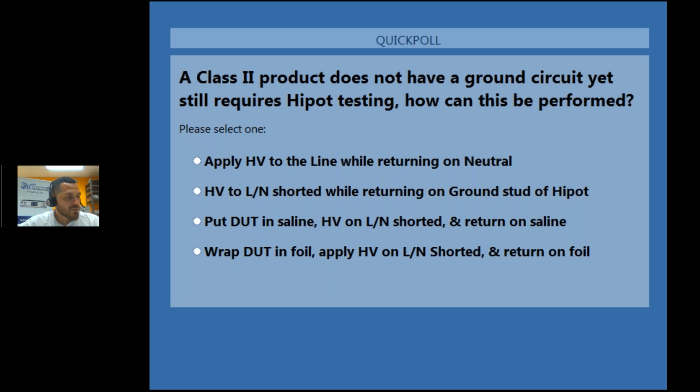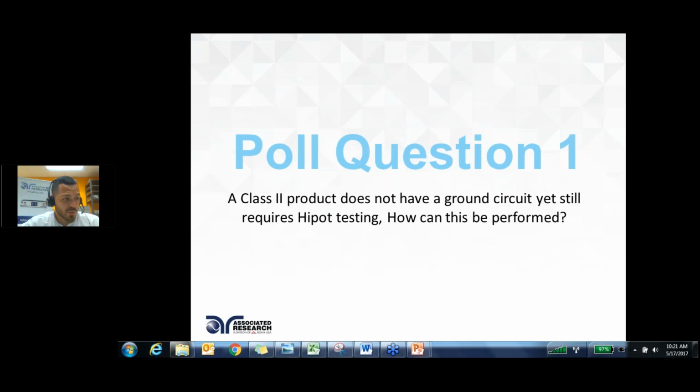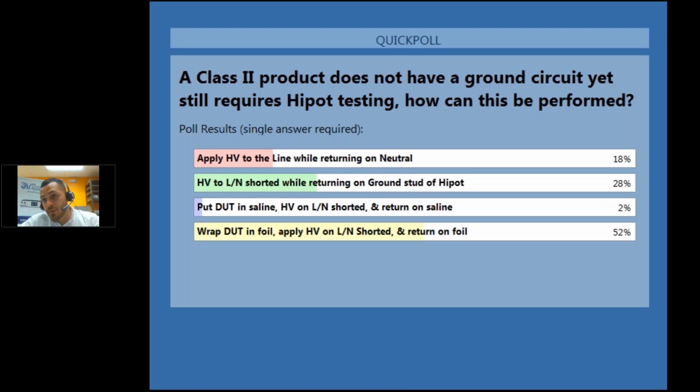Sure, thank you, Brittany. So what I mean by put the DUT in saline, I mean I'm dropping my product in a conductive liquid, right? Some sort of conductive solution, and then dropping the electrode in that solution to see if any leakage current, if that's the proper way to do it, right? Apply HV to line while returning on neutral. Well, that would test insulation between what components on that product? HV to line and neutral shorted while returning on ground instead of the Hipot.